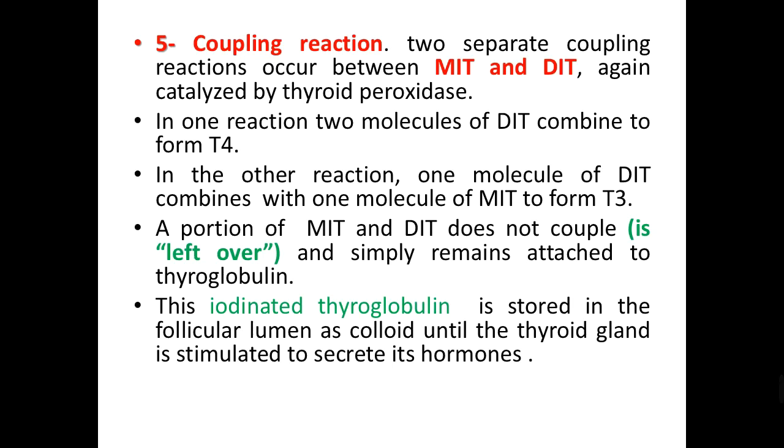A portion of monoiodotyrosine and diiodotyrosine does not couple, which is called the leftover, and simply remains attached to the thyroglobulin. The iodinated thyroglobulin is stored in the follicular lumen as a colloid until the thyroid gland is stimulated to secrete its hormones.